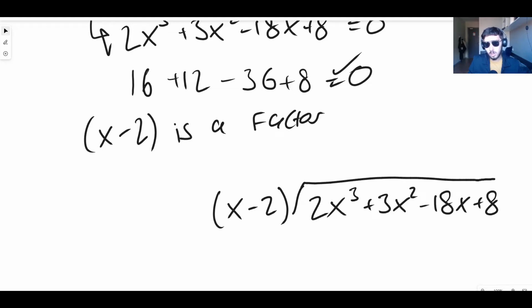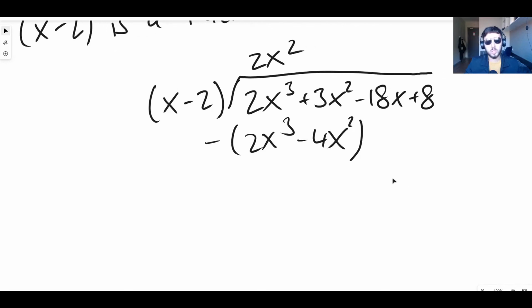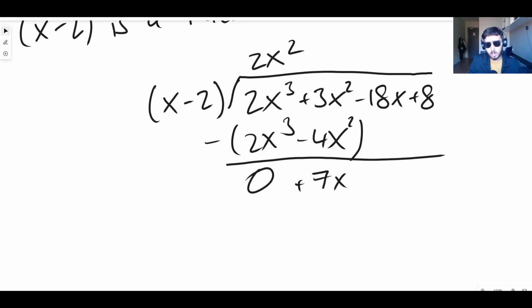Okay, let's go. So 2x cubed divided by x gives us 2x squared. Minus 2x squared times x minus 2, that's 2x cubed minus 4x squared. I've got about 5 videos on polynomial long division, guys, by the way, if you want to go and revise that if you're unsure about this stuff. But we should be happy with this by now. 3x squared minus 4x squared, that's going to give us plus 7x squared.